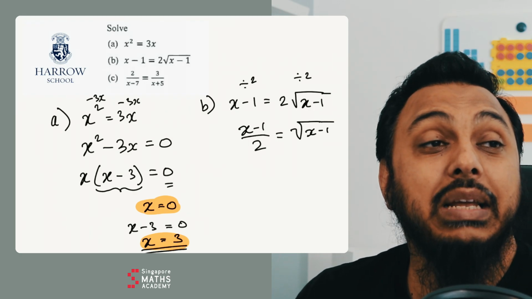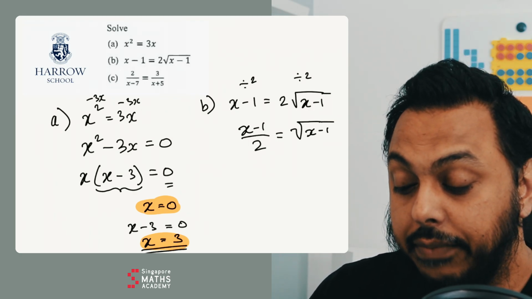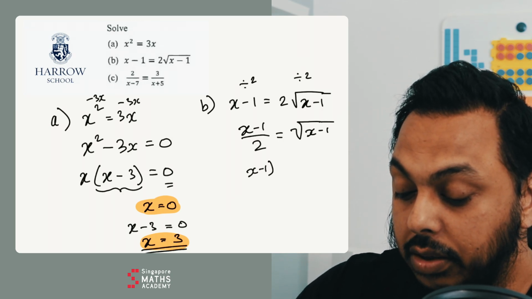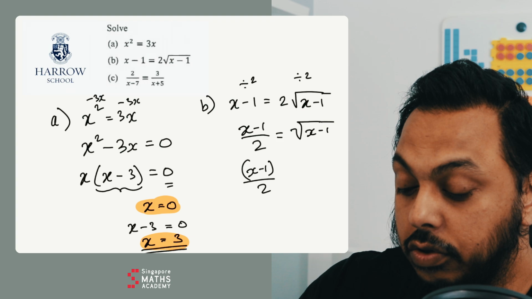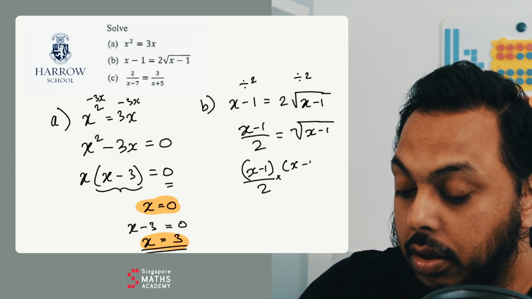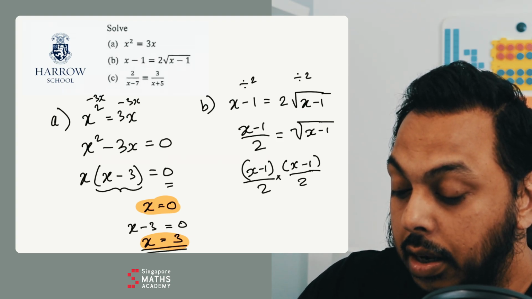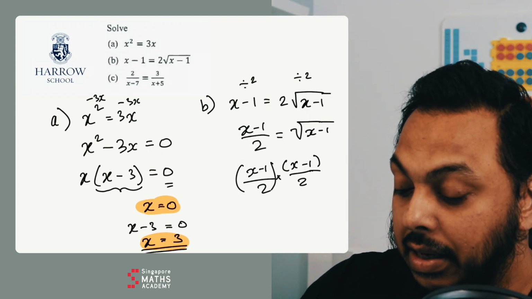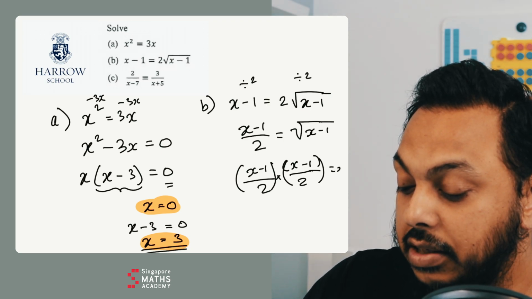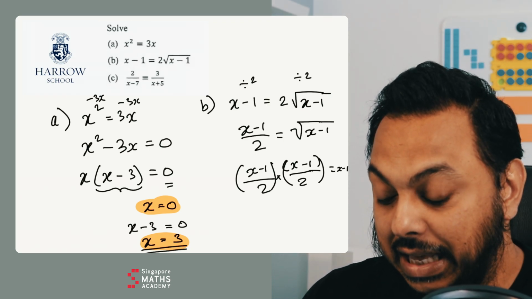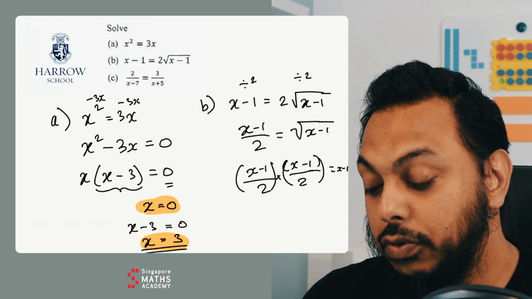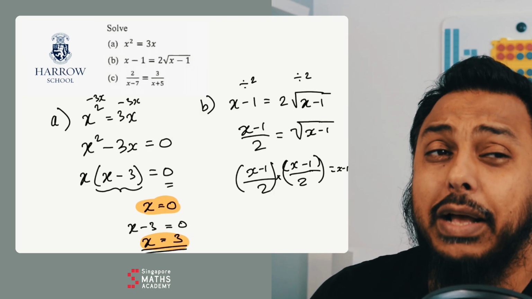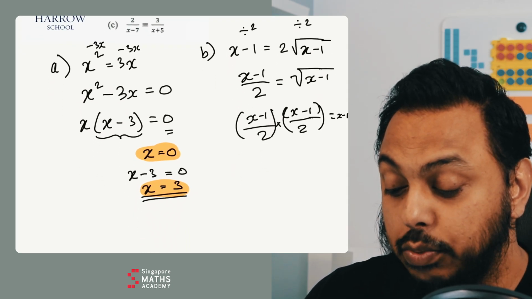Right, how do I eliminate the square root? By squaring, right? The inverse of square root is square. So I'm going to square both sides. So I get x take away 1 over 2 multiplied by x take away 1 over 2, and that is equal to x take away 1. So we're nearly there, right? It's taking a bit longer, this one, because it is more complex.